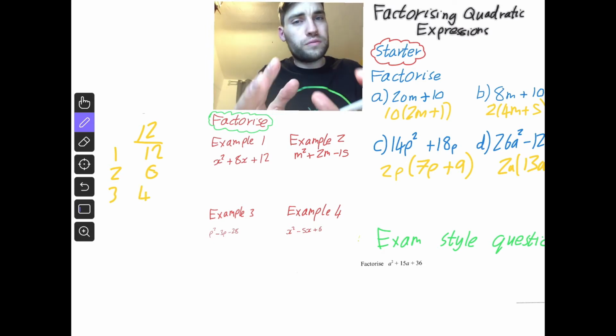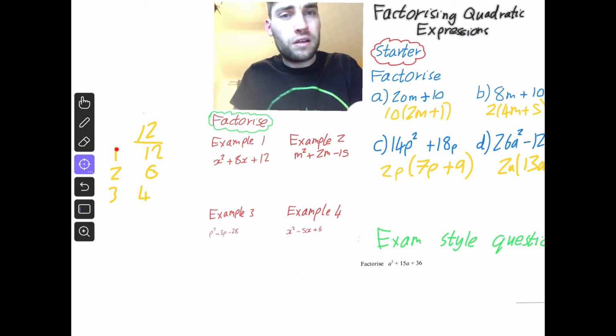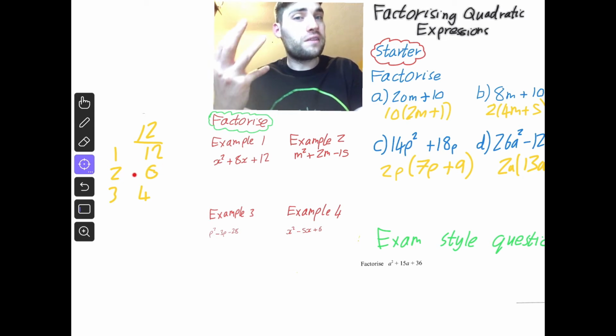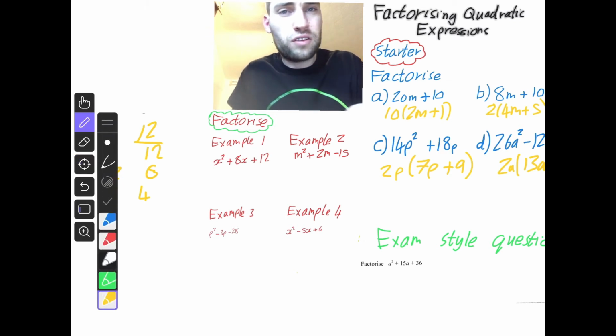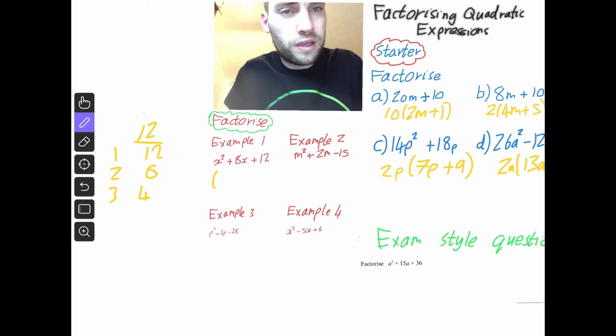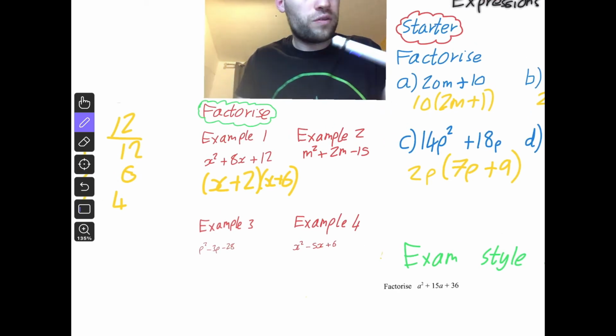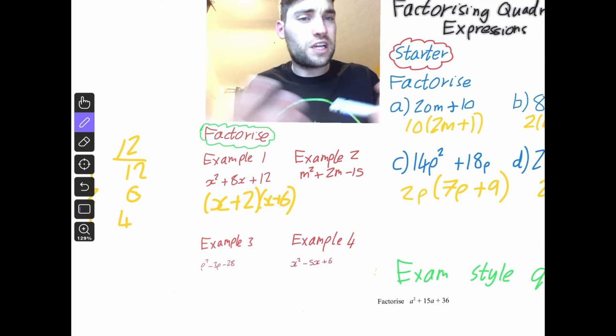Now, of those numbers, which pair of numbers add to make 8? Well, 1 plus 12 is 13, so it's not that one. 2 plus 6, that is 8, and that works, okay? 3 plus 4 is 7, which doesn't. And then you just write your answer like so. So it'll be x plus 2, and then x plus 6, okay? And that is it. You could write that the other way around. You could write x plus 6 first, x plus 2. It doesn't matter, okay? It's exactly the same.